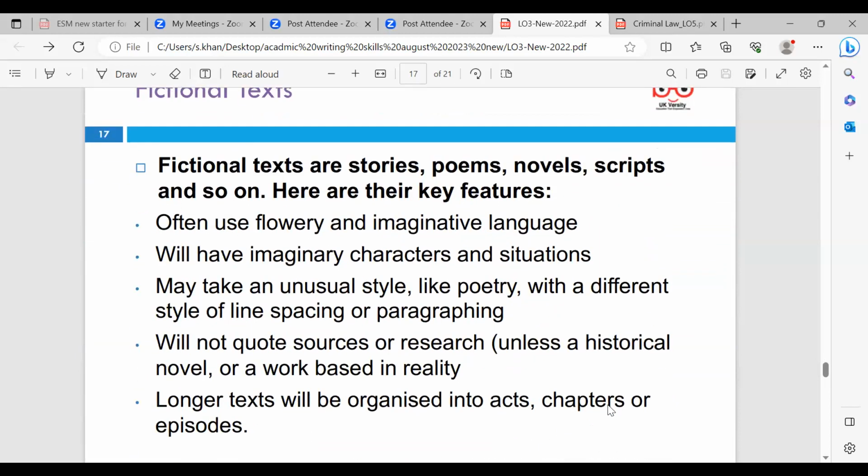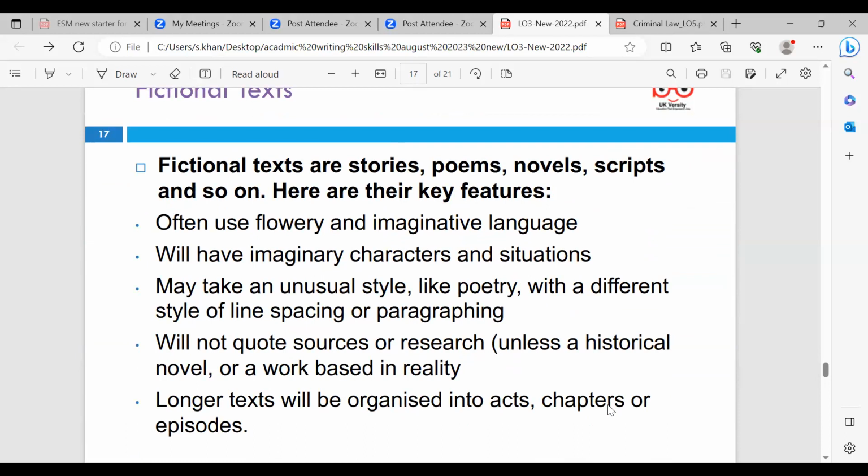We've got fictional texts. Fictional texts are stories, poems, novels, scripts, and so on. Here are their key features. They often use flowery and imaginative language. So like stories, you kind of identify the language, quite flowery and imaginative. They will have imaginary characters and situations like in books and poems.